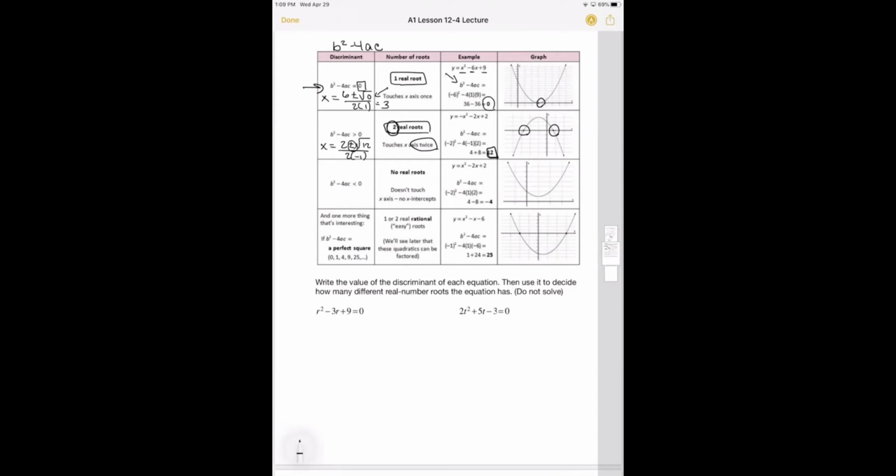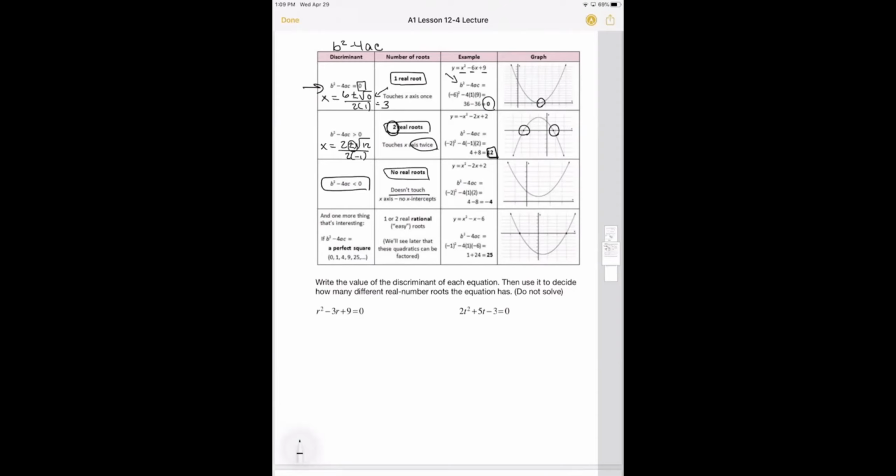Now, what if my discriminant value is negative, less than 0? If it's negative, I'm not going to have any real roots or no real solution, and it's not going to touch the x-axis. There will be no x-intercepts. So let's look over here.